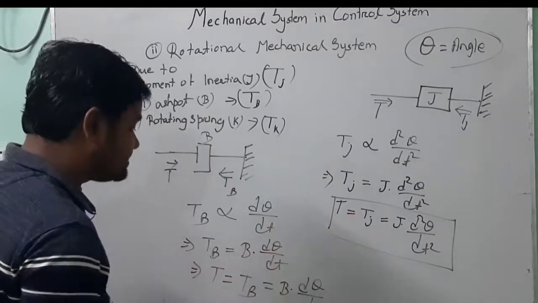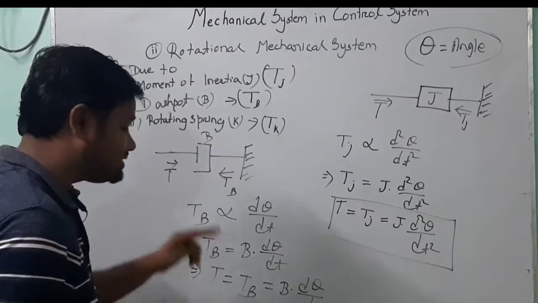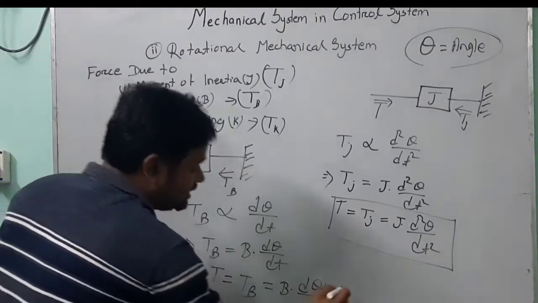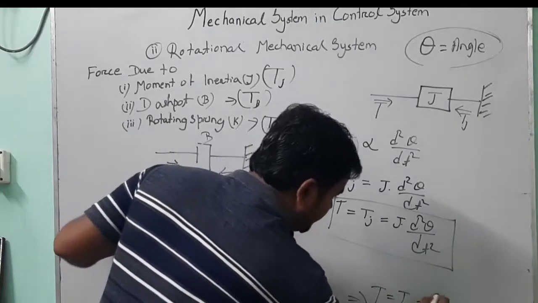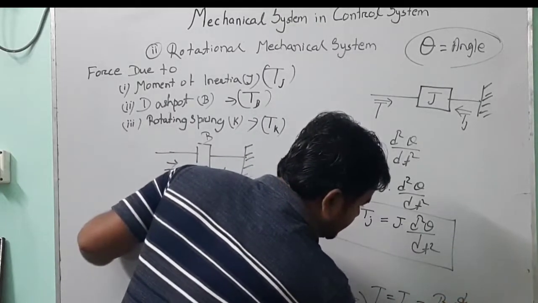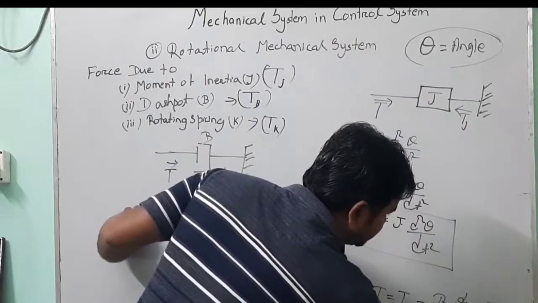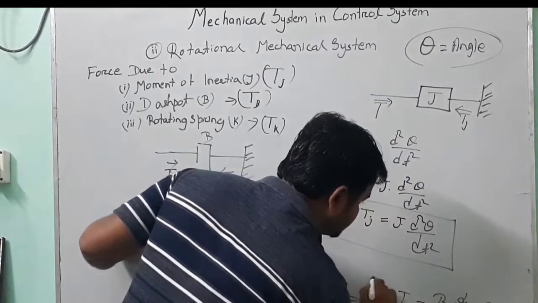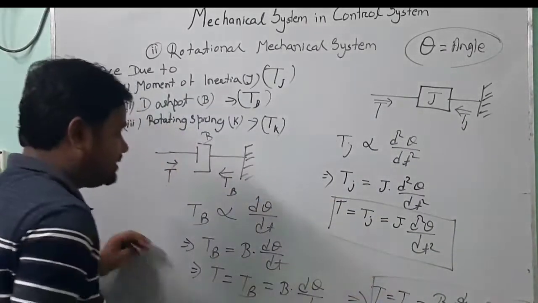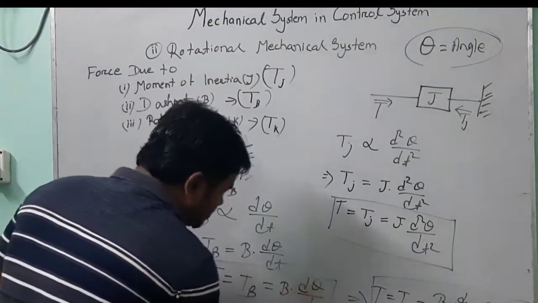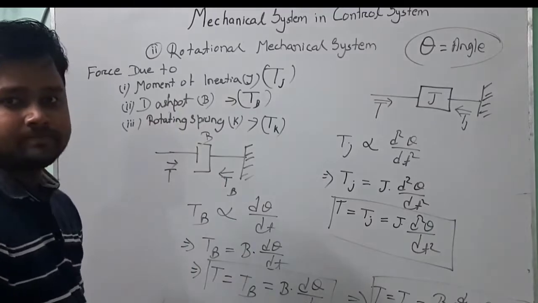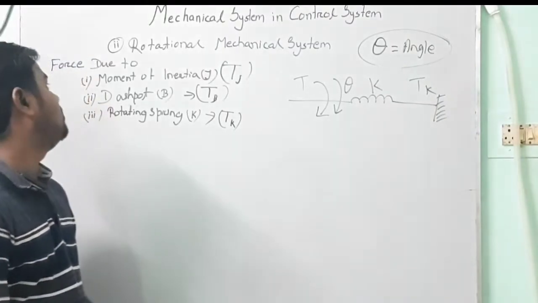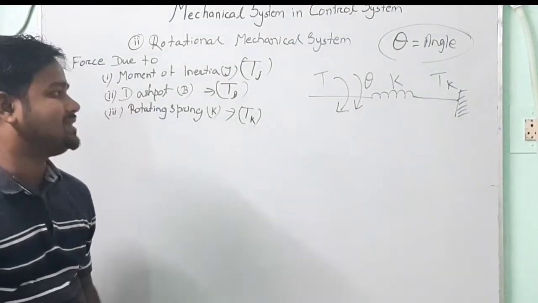If both sides are free, then we can get two angles, theta 1 and theta 2. So in that case, TB is equal to B into d by dt of theta 1 minus theta 2. This is the equation for when both sides are free. If one side is fixed, we get the earlier equation for a dashpot. Now we will go for the torque due to rotational spring.